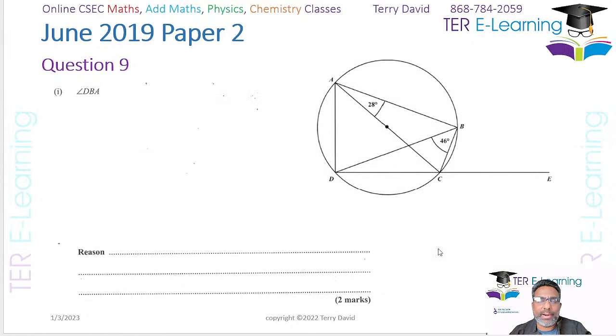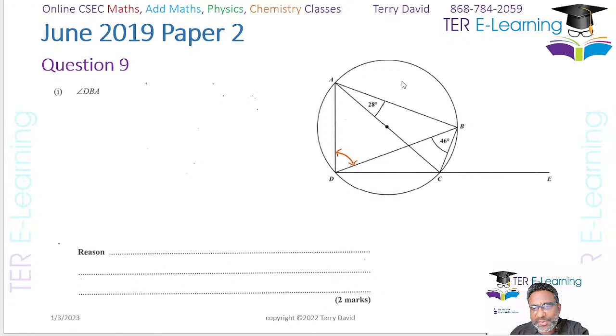All right, so this is my diagram here. And they want us to calculate angle DBA. So where's DBA now? DBA is this angle here. When you have an exam question like this, make sure you understand exactly which angle they want us to work out. Now, you're going to be applying certain rules in order to work this out.